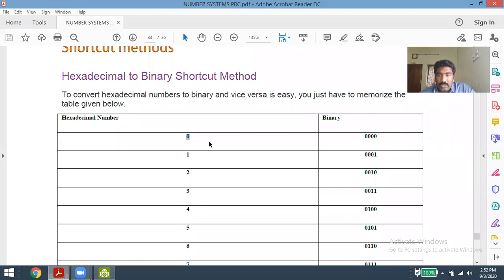So 0 is represented as 0000. 1 is represented as 0001. So 2 is 0 0 1 0. In the place of 1 I am having 2 power 0. Okay, 8421. In the place of 1 I am having 2, that is 2 power 1. And in the place of 0 I am having 2 power 0, that is 1.